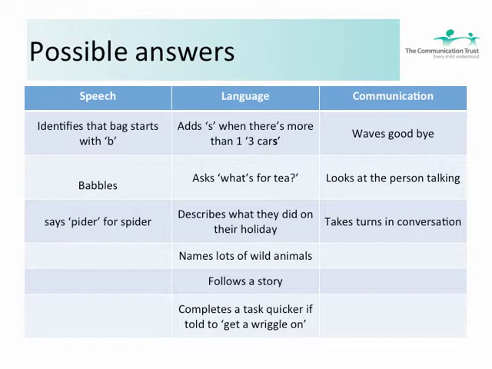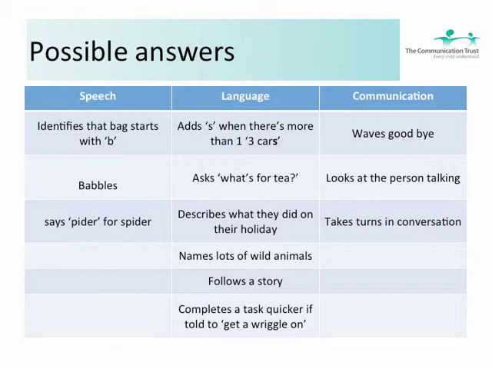So if children are able to identify that bag starts with a B, then that would be pretty much one of their speech skills. Babbling, so babies are setting off on their speech journey, and "pider" for spider, are just some examples of children's speech. We talked about grammar, so we talked about past tense a little bit. And if you add an S on the end when there's more than one of something to show it's plural, that would be a grammatical language feature.